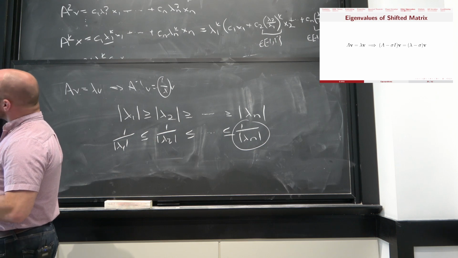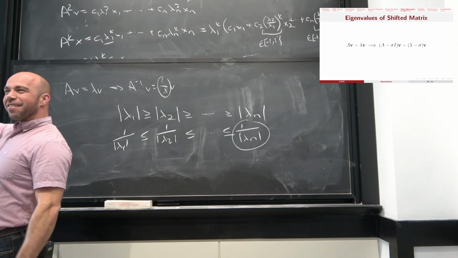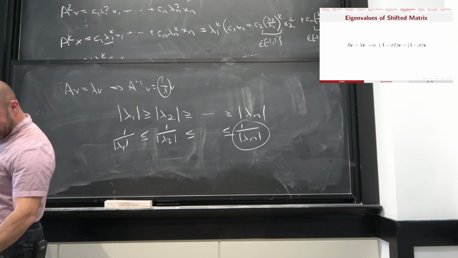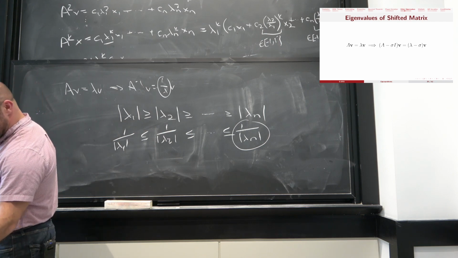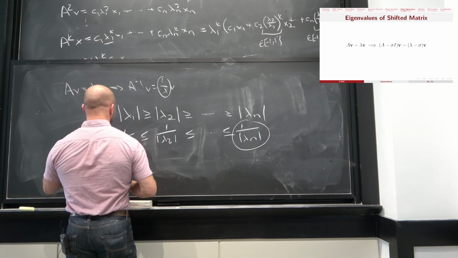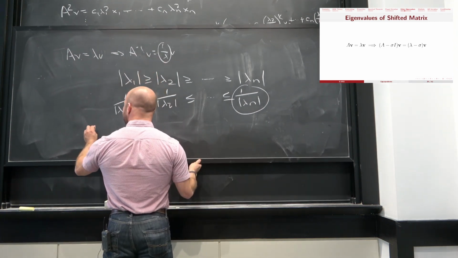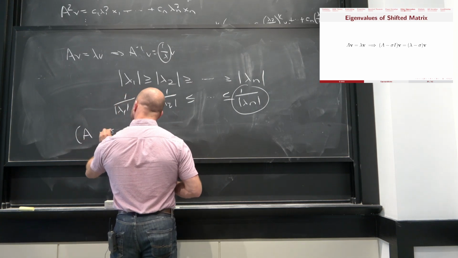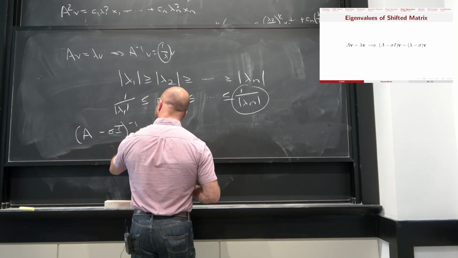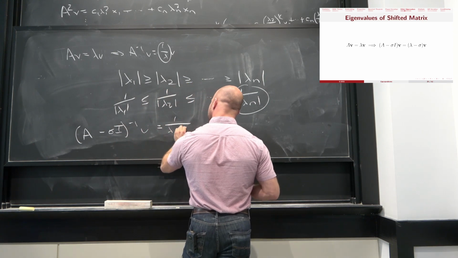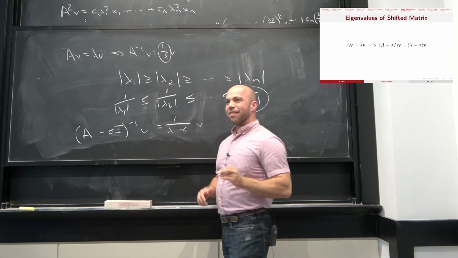What is the dominant eigenvalue of A minus sigma I? Inverse. Sorry, I forgot that last little bit. So in particular, notice the following. So let's say that I did A minus sigma I inverse times V. That's going to equal 1 over lambda minus sigma times V, like that, right?